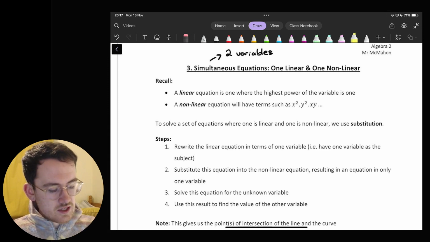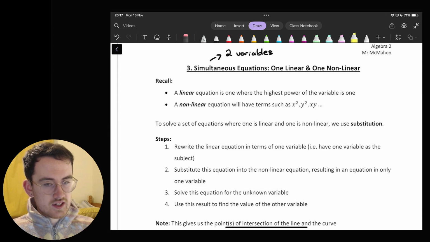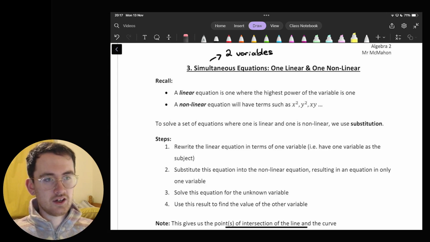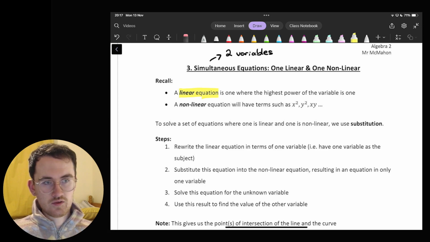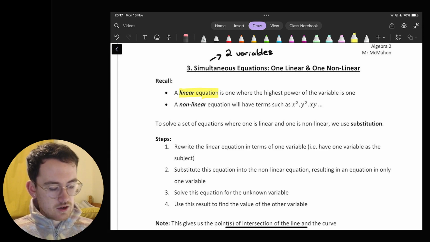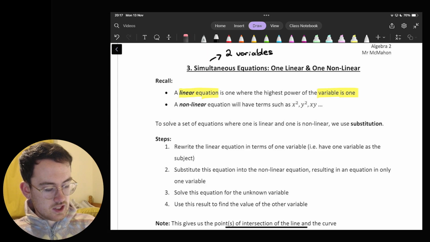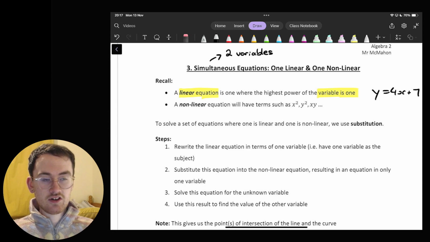Now, the other parts we need to know with simultaneous equations are the types of equations we could have, and particularly here where we're looking at what we call one linear and one non-linear. So remembering that a linear equation, so obviously linear comes from line, is one where the highest power of the variable is 1. So that's equations where we might have just 4x plus 7 equals something, okay? And I suppose we would have y in it as well. So maybe y equals 4x plus 7, for example. That's a linear equation. Highest power of the variable x is just 1.